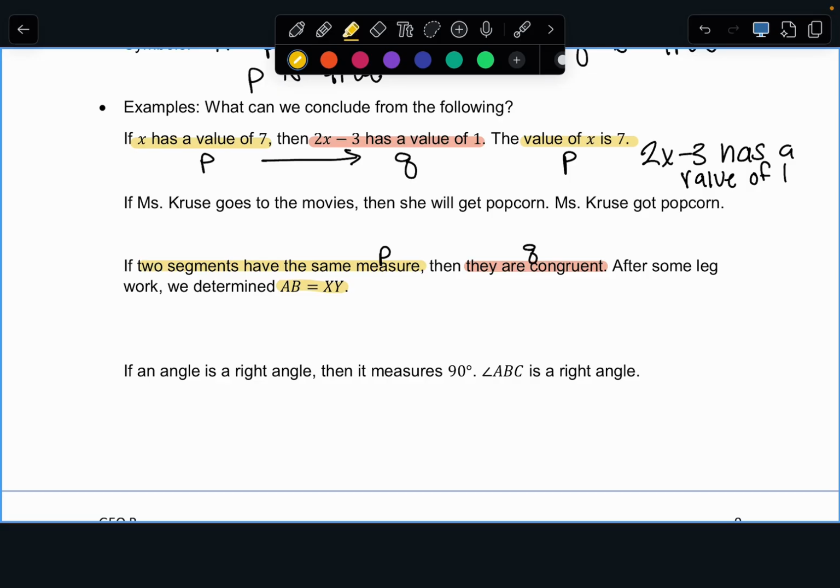So we plug this in. A and B have the same measure. So then we conclude what? A and B are congruent. Perfect. So our conclusion is AB congruent to XY.